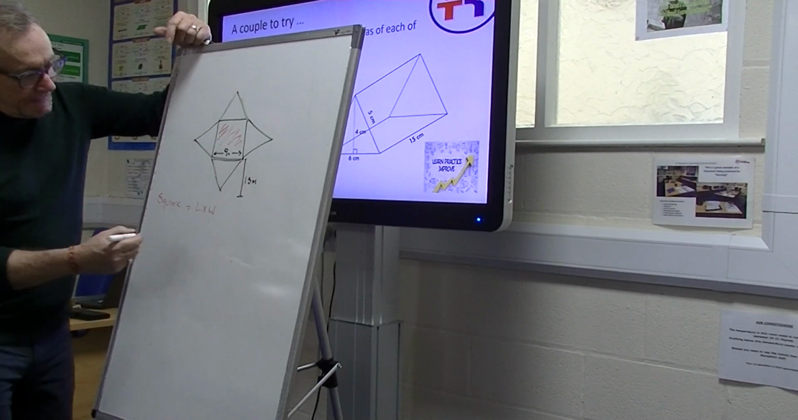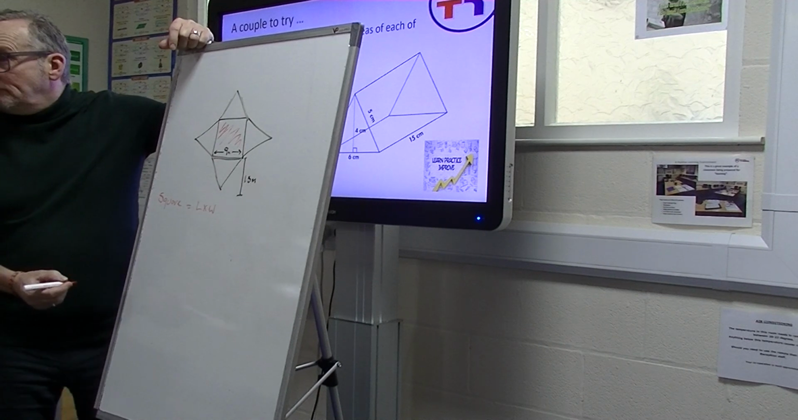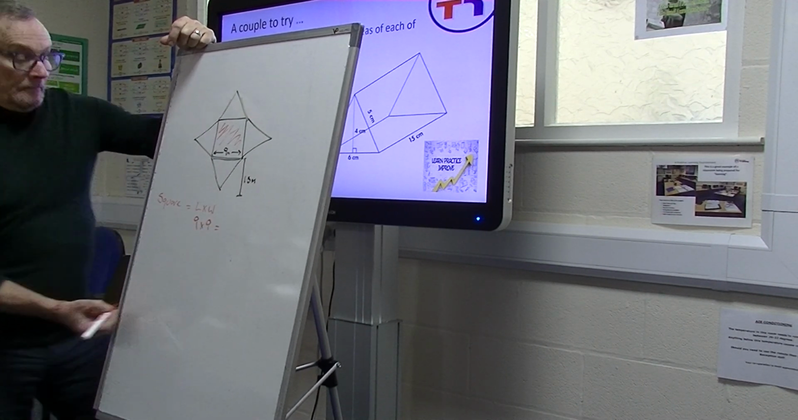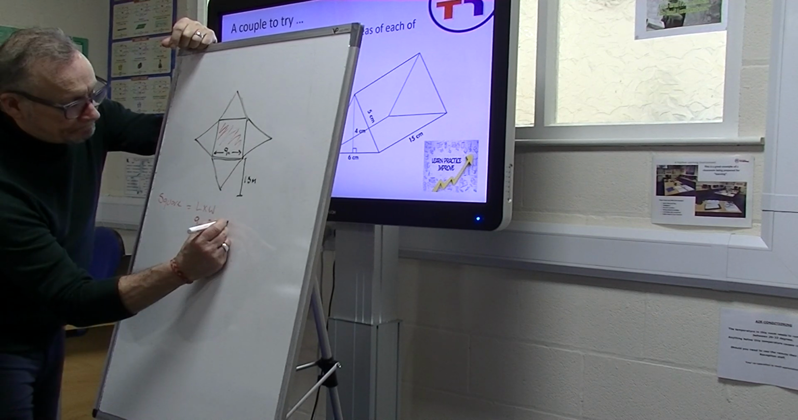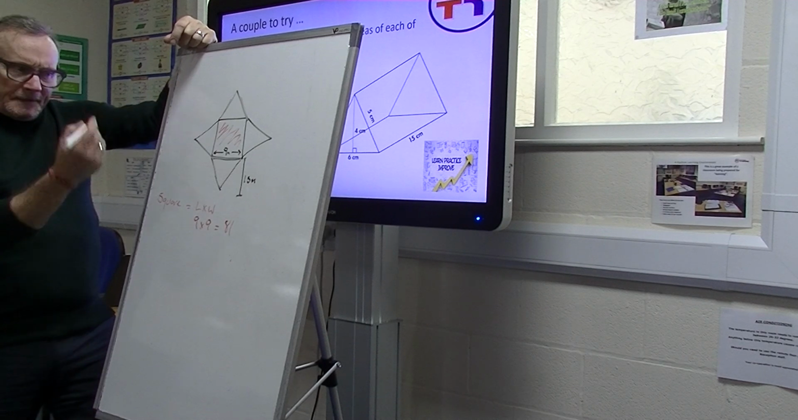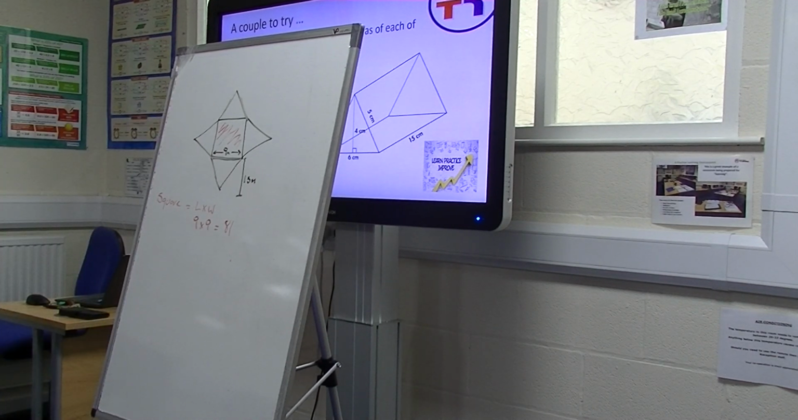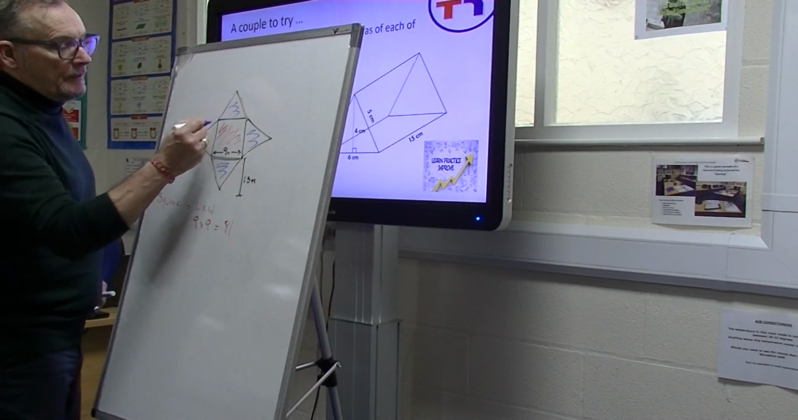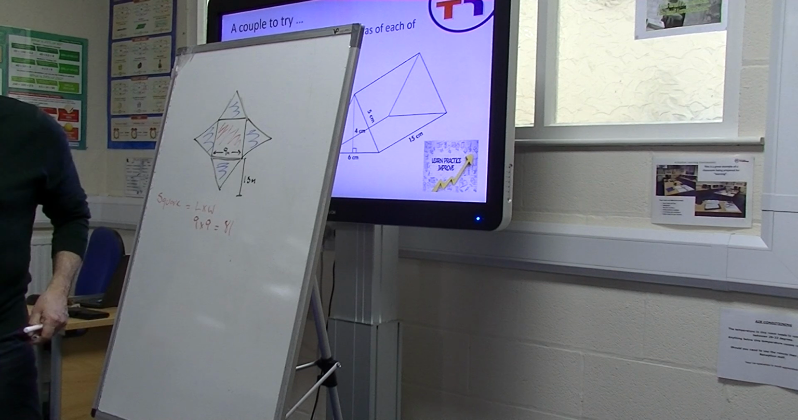So we know that that's length times by width, 9 times 9. Which is? 81. So now we can work out, what else is it made up of? I'll get a different colour pen so we can see. It's actually made up of 1, 2, 3, 4 triangles. Yeah?